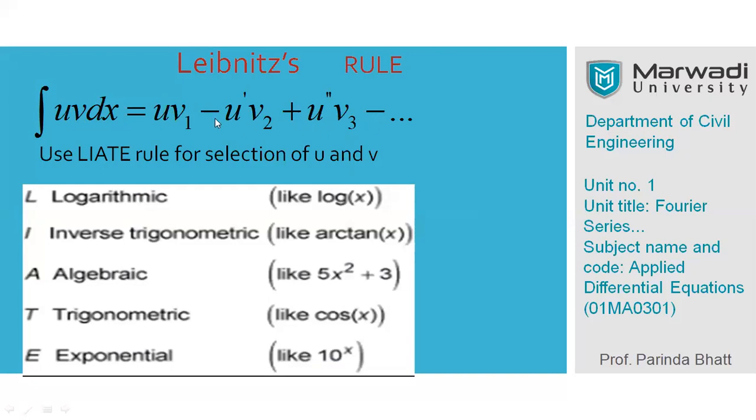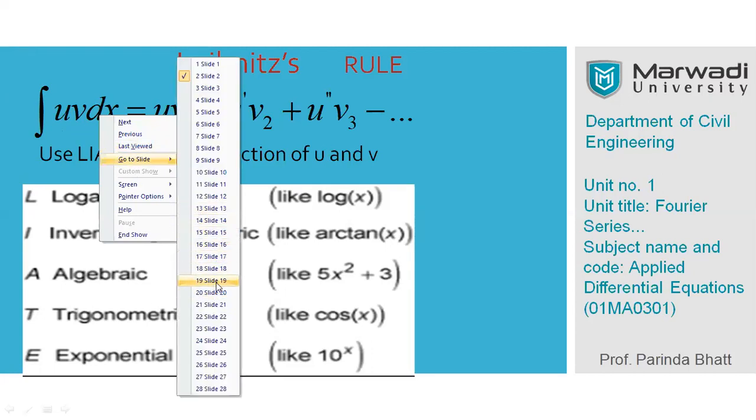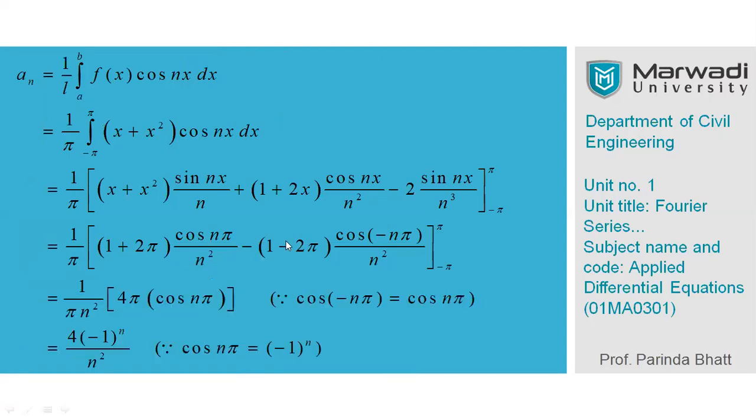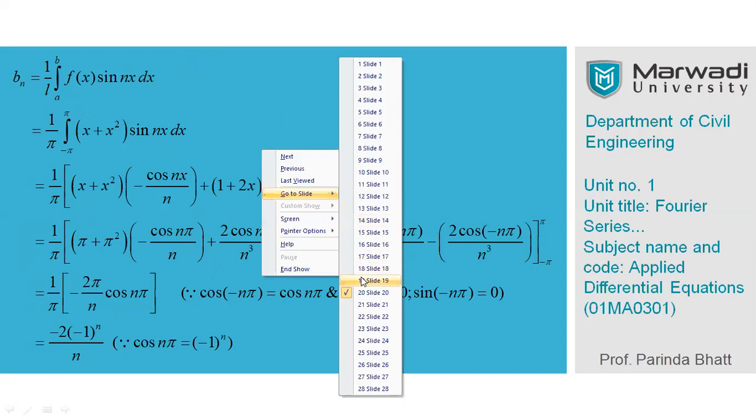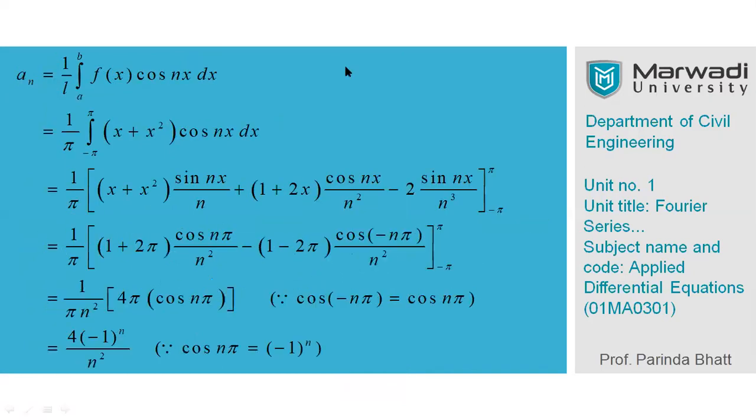Okay. Now listen. In this Fourier series, as per the LIATE rule, every algebraic function is there as well as exponential or trigonometric functions. Therefore, we select the algebraic function as u and the trigonometric or exponential function as v. Now we will see the bₙ.